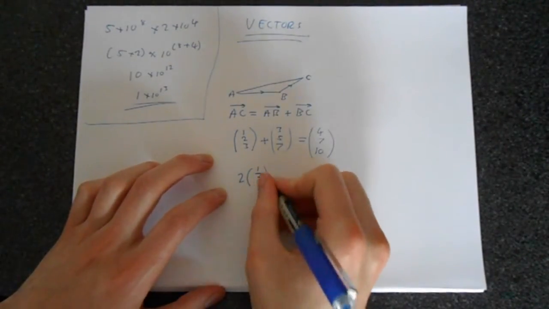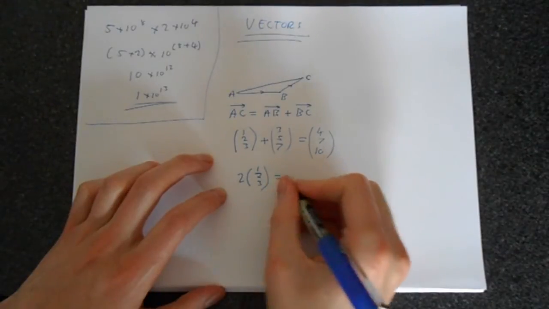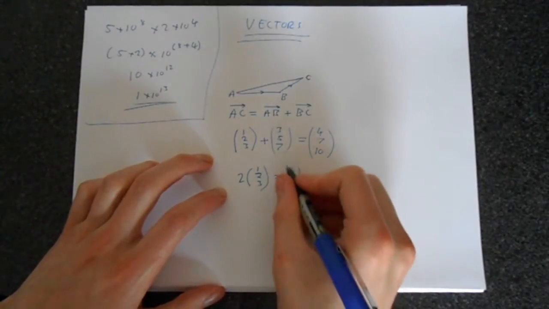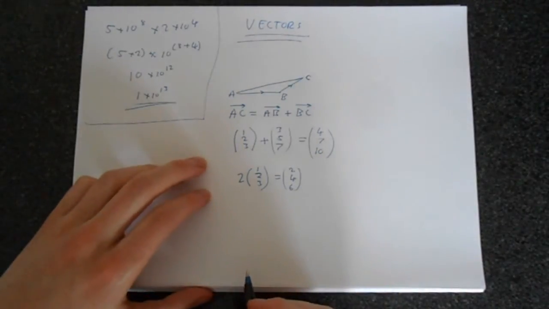1, 2, 3. 2 times 1 is 2. I've got 4, 6. Nice and easy, just do things by components.